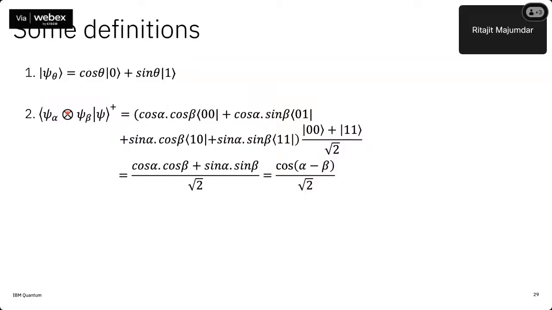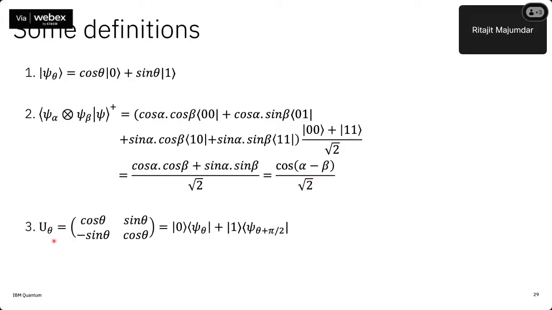Say this is Alice's state for some value alpha of the angle, and this is Bob's state for some value beta of the angle. If you take the inner product with the maximally entangled state and do some calculation, it becomes cos(alpha minus beta) by root 2. The inner product is always this. And I will define a unitary U theta, which looks like this, and you can write it like this.